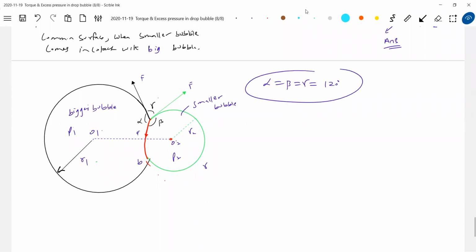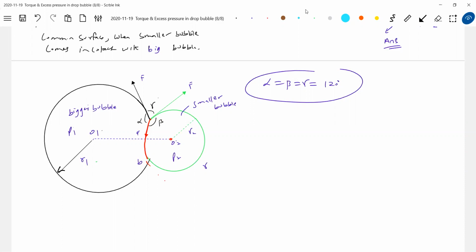If the surface tension of this film and this film are different, then anyway equilibrium has to be reached. The angles will be different, but the net force at this particular point for equilibrium should be zero only. But the angles can be different here. Since the two bubbles are made up of the same soap solution, definitely alpha, beta, gamma equal to 120 degrees. Getting this condition now.